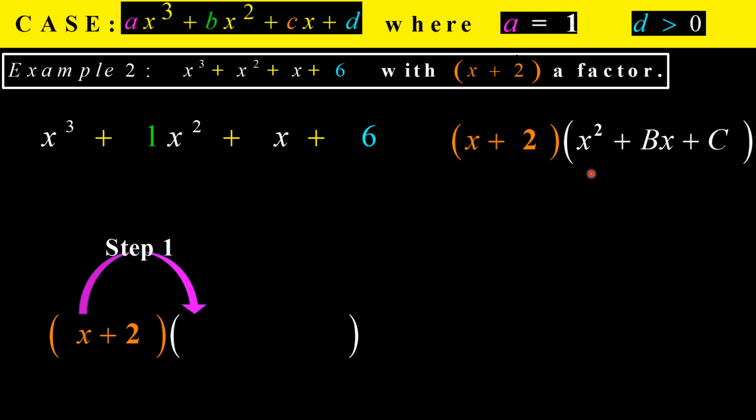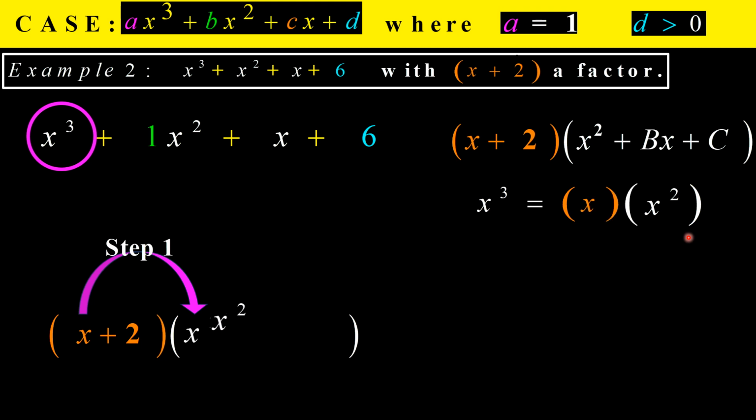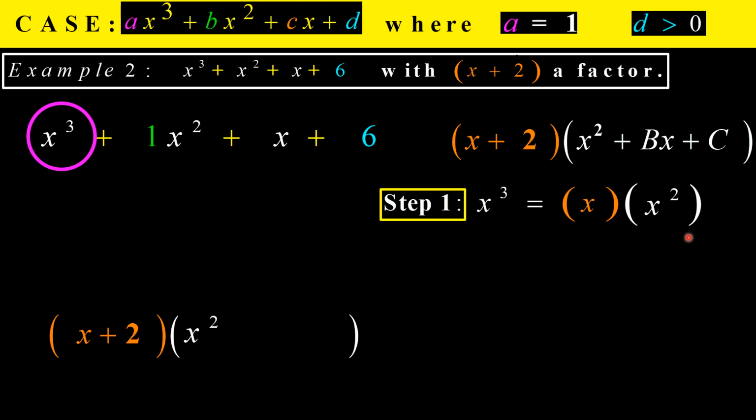In other words, x times what must give me x cubed? I can see x cubed is the same as x times what should go there. That's right, it's x squared. So my first term of my quadratic is just x squared. So that's my first step, to find my first term of my quadratic. For my second step, what are we going to find? That's right, we're going to find our constant value. So the constant value there is 2.